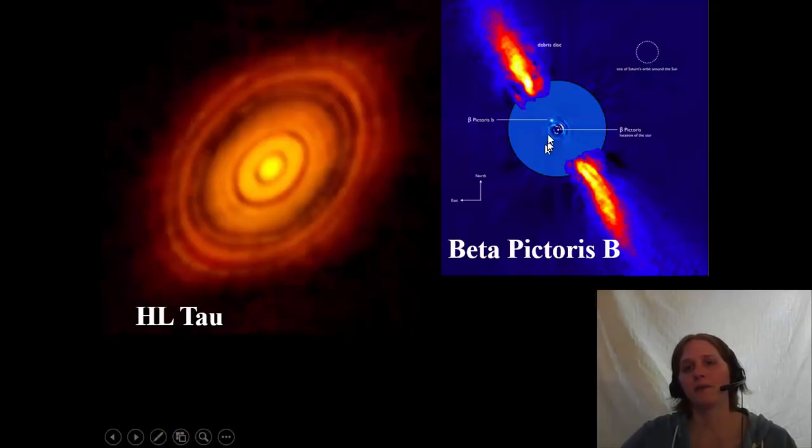Beta Pictoris b, the star was down in here. It was too bright, so we used interferometry to cancel it out. That's why you have these ripples. There is a planet here.